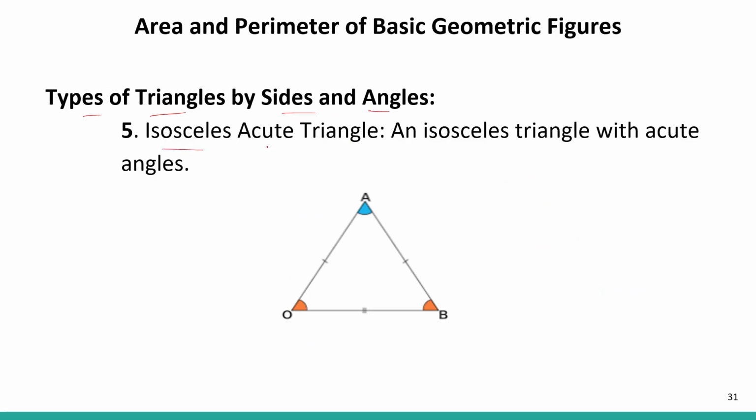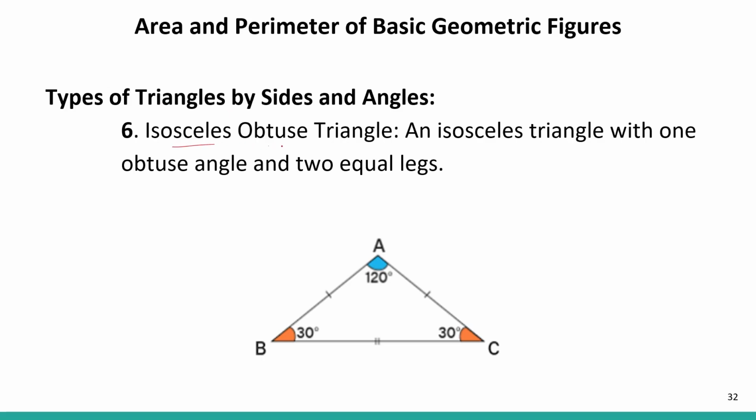So let's see the types of triangles by sides and angles. Isosceles acute triangle, where two sides have equal length, but all the interior angles are less than 90 degrees. This is gamma, this is beta, and this is alpha. All the three angles are of measure less than 90 degrees. That is called an isosceles acute triangle.